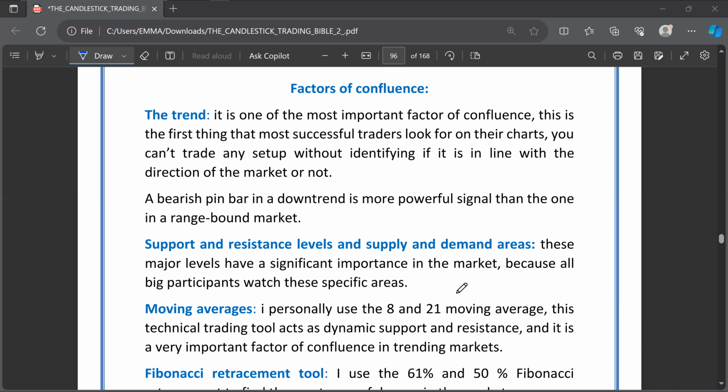Support and resistance levels, and supply and demand areas. This is another factor that you have to look at. These major levels are of significant importance in the market because all big participants watch these specific areas. So we know resistance levels, you know the support area, and you will also add the supply and the demand levels.